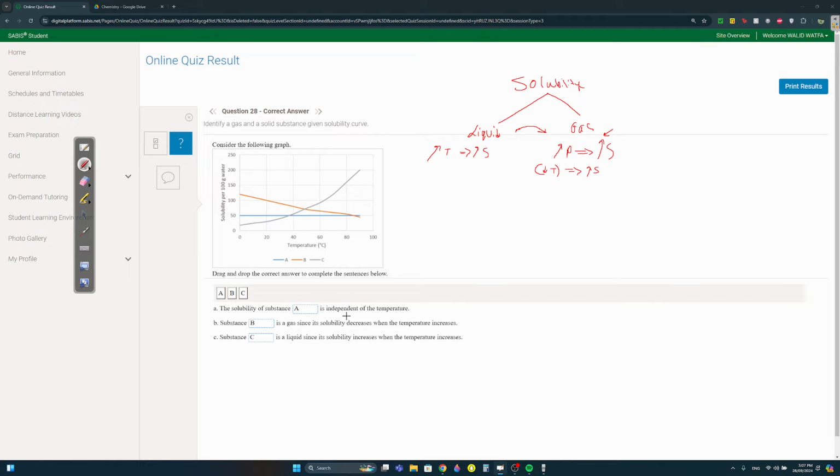Which one here is independent of the temperature? In this graph, temperature is changing and the solubilities are changing. Which one is independent and which one doesn't care about the temperature? Okay, this one here because it's not changing as the temperature changes. So it's going to be substance A.